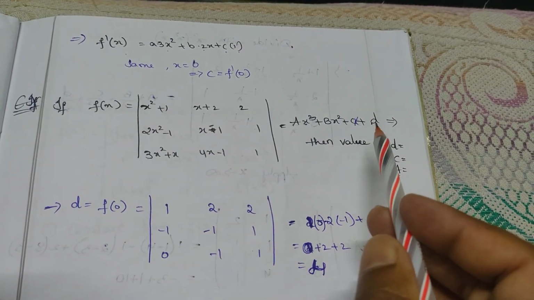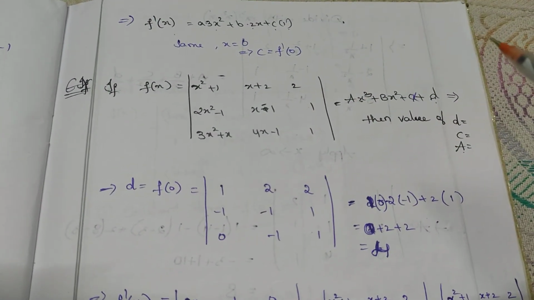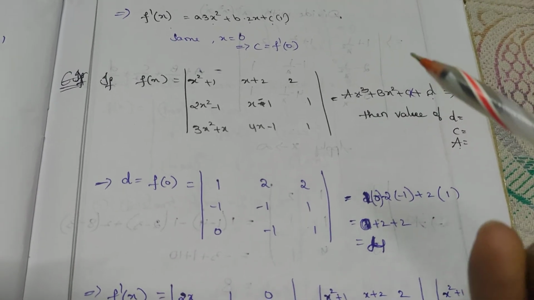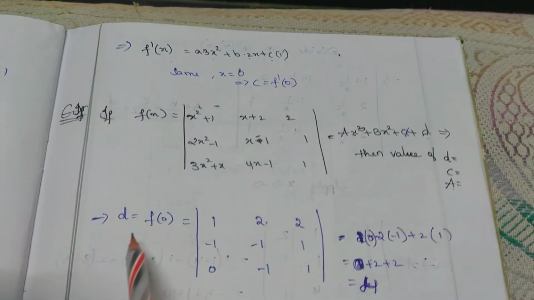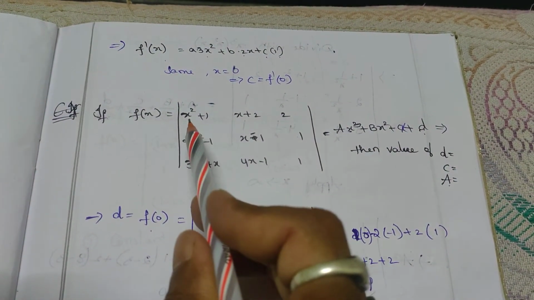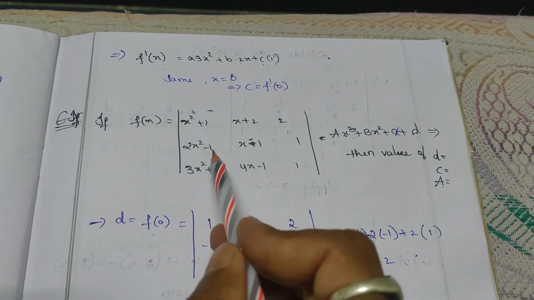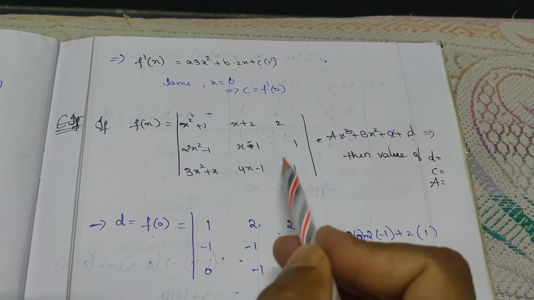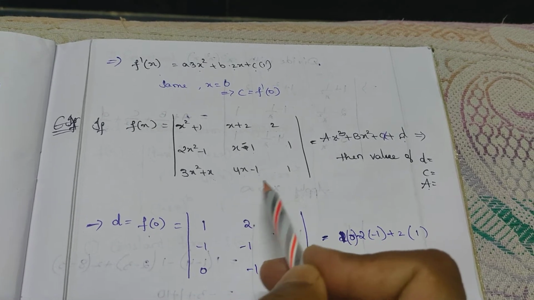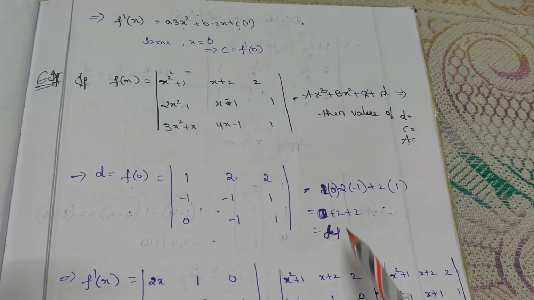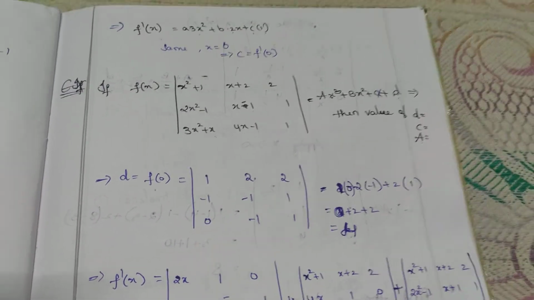To get the d value, take x equal to 0. Then you get the d value directly. That means d is nothing but f of 0. In this determinant, in every place of x we substitute 0. So d is equal to f of 0. f of 0 is 0 square plus 1, 1, 0 plus 2, 2; next 2 into 0 square minus 1, minus 1, 0 minus 1, minus 1, 1; 3x square plus x means 0 plus 0, 0, then 4 into 0 minus 1, minus 1, and 1. If you expand this determinant, you get the value 4. That is the answer for this question.